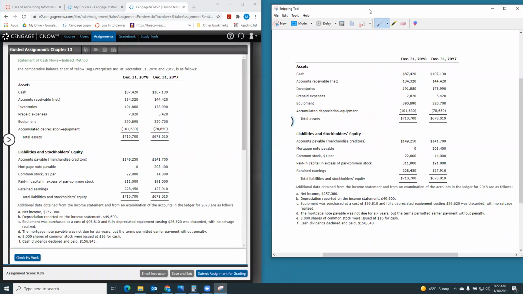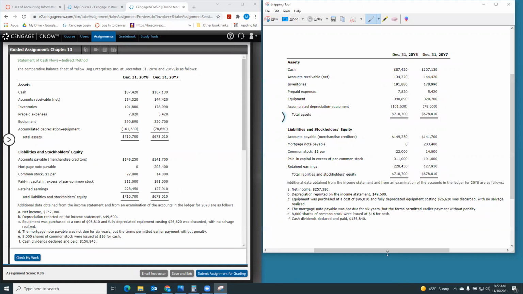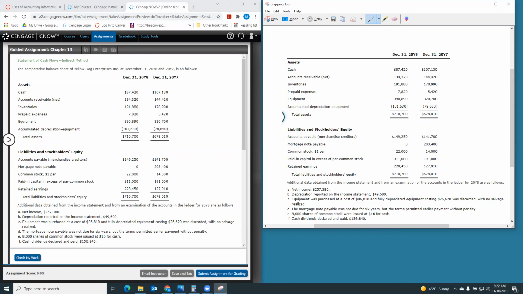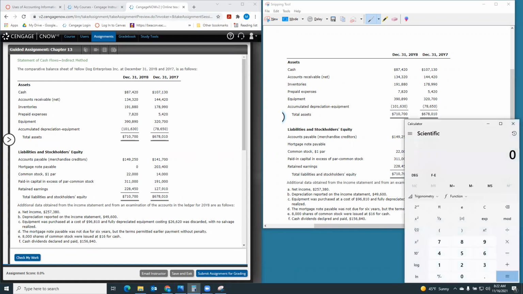Like I said, I just don't like all the scrolling, so I'm going to set it up that way. Try to get my calculator over in here too and see if we can keep it all straight. Okay, so here's all our information. We have our comparative balance sheet, and then we have this additional data.